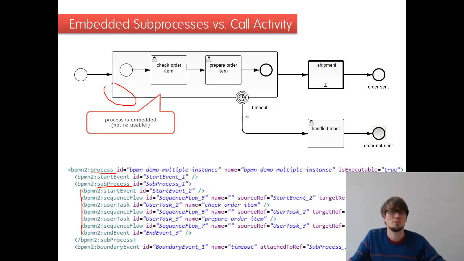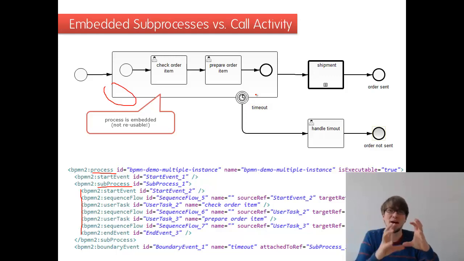It might be interesting sometimes with message boundary events as well, that you have one phase in the process where you can cancel it, and a later phase where you cannot easily cancel it or something like that. Okay, so the scope is often used for boundary events. It's sometimes used for data scopes as well, or for error management. But keep that in mind.